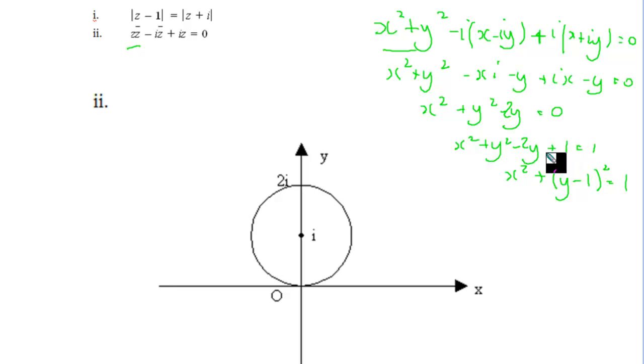Again, complete the square, and we get x squared plus y minus 1 all squared equals 1, which is a circle at (0, 1), or i on the Argand diagram, and radius of 1. So that's why it's going through 2i, and back at the origin there.